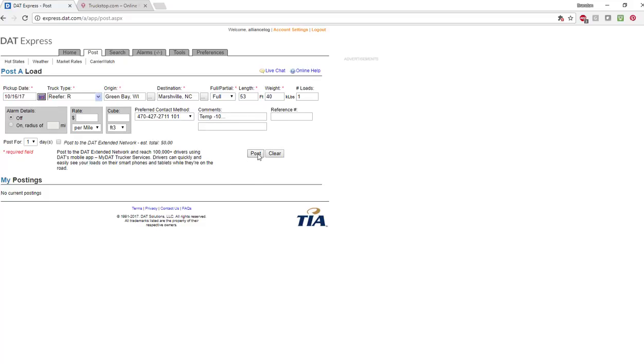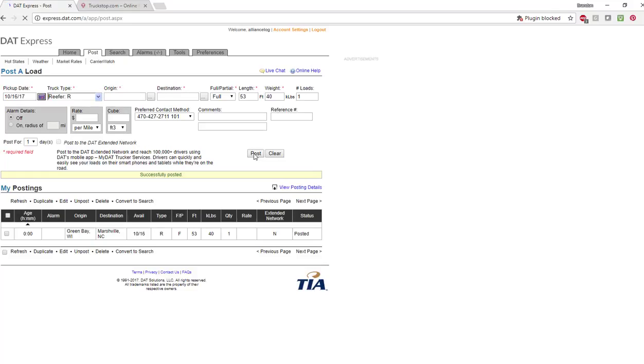Now we would simply click post, and we would post that load to the database so that your carriers can see it. You also have the option of here how many days you want to post for. You can post 1, 2, 3 days. We'll just put it for 1 day for right now, and we're going to say post. Now when we post that load, once it loads and processes, then carriers can see that this load is available.